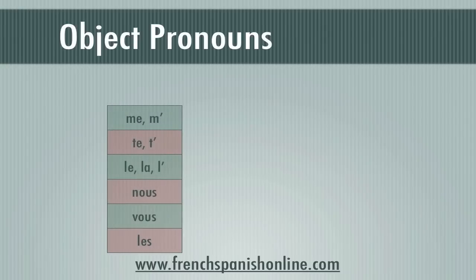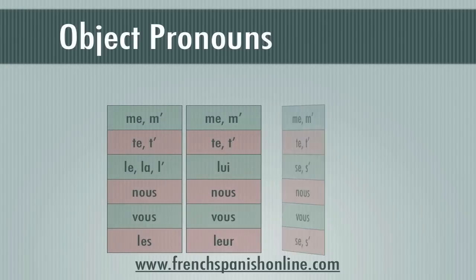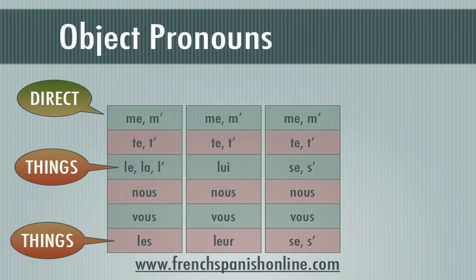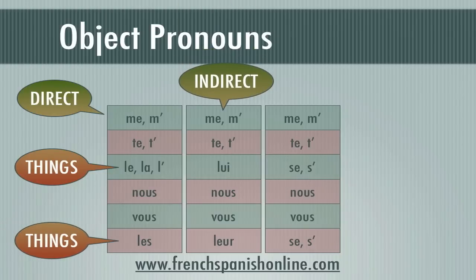So let's resume what we have just seen for people and group of people. Three categories. For direct object, you remember that the third person, singular and plural, work for things as well. A second one for indirect, and the last one for reflexive. The only difference comes from the third person.